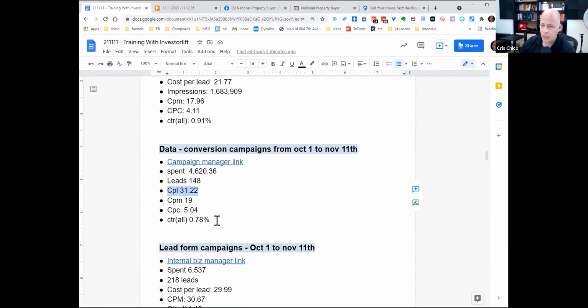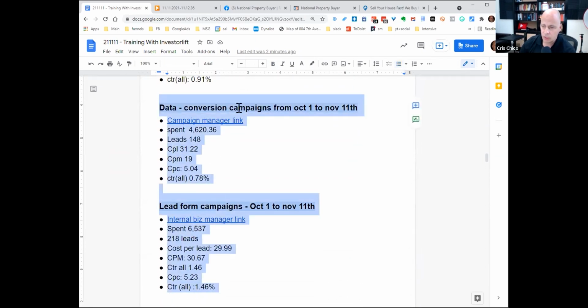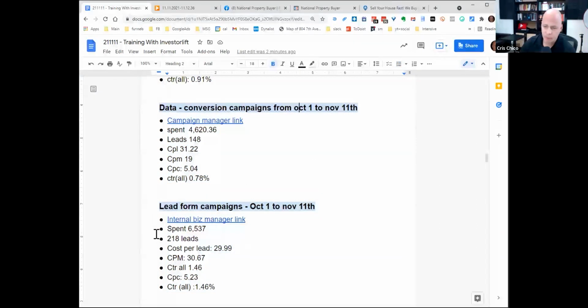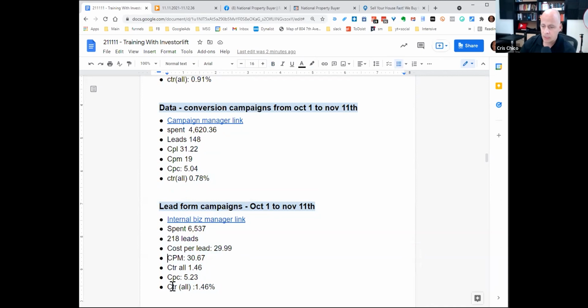Now, with the lead form, you asked me about what the difference is. So the lead form conversion versus the conversion campaign, the same time frame. This was with a spend of $6,500, 218 leads. The cost per lead is $29. So the cost per lead difference between the CPL here and here, it's about the same. CPM is about the same. The CTR is higher, but at the end of the day, this number is really about the same, and this number is really about the same. So to answer your question, we're really not seeing that much of a difference in that.